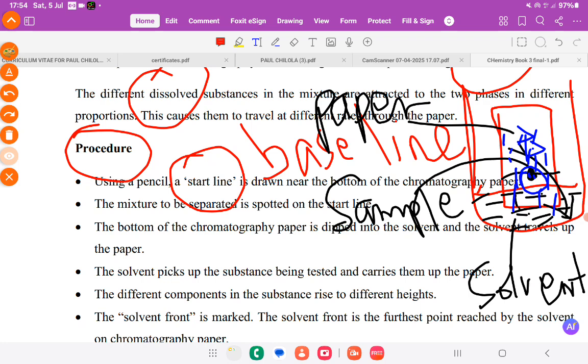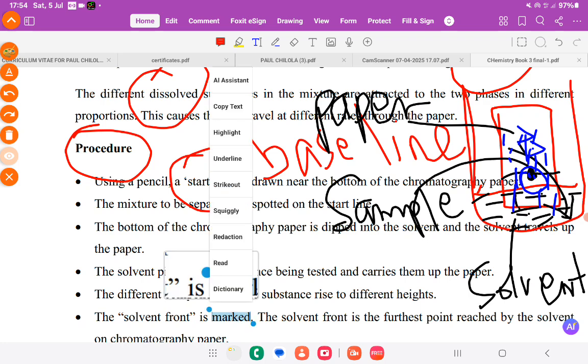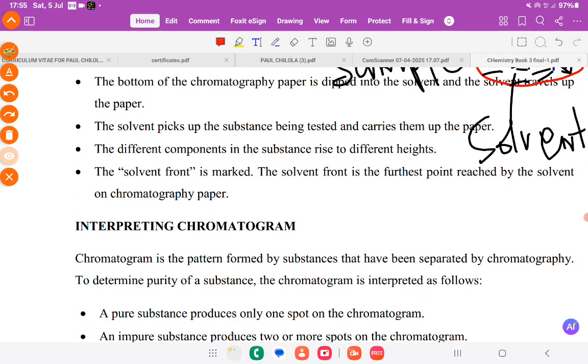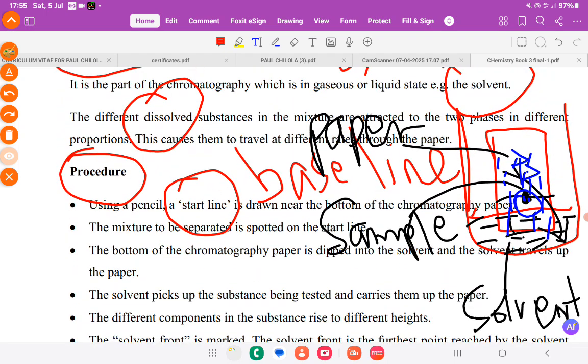Now, different components of the substance rise to different heights. Okay, then the solvent front is marked. So at a particular moment, you will have a solvent front. And essentially you see different substances, rather different pigments, being picked up from the sample.